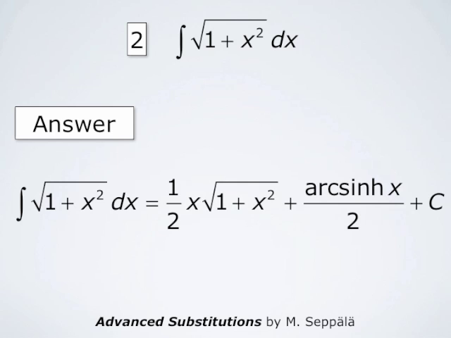Integral of square root of 1 plus x squared dx is 1/2 x times square root of 1 plus x squared plus hyperbolic arc sine of x divided by 2 plus constant of integration c.